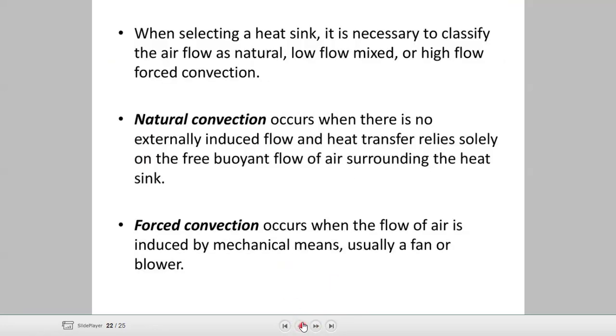Suppose you are selecting a heat sink. It is necessary to classify the airflow as natural or low flow, mixed, or high flow forced convection. So what is natural convection and forced convection here? Natural convection occurs when there is no external induced flow and heat transfer relies solely on the free buoyant flow of air surrounding the heat sink. Forced convection occurs when the flow of air is induced by mechanical means, usually a fan or blower.